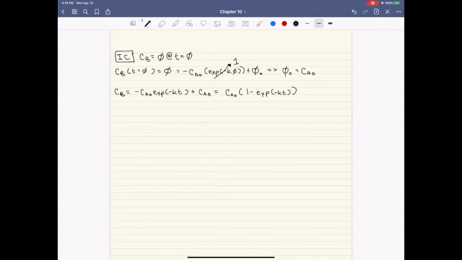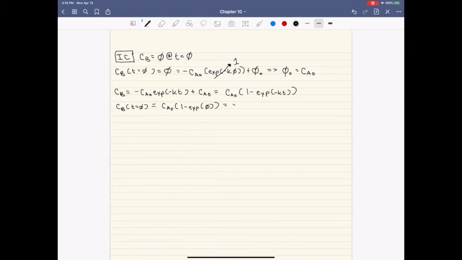Of course, we need to check to see if this equation that we derived is correct. So to do that, let's see if it satisfies the initial conditions and also the differential equation. Our initial condition was Cb at time equal to 0. We'll plug t equal to 0 into our equation. This is 0 here. Okay?